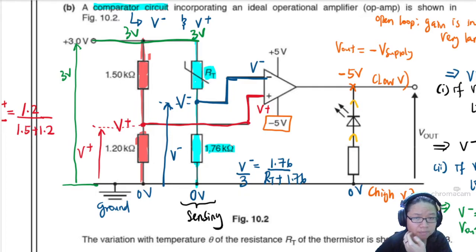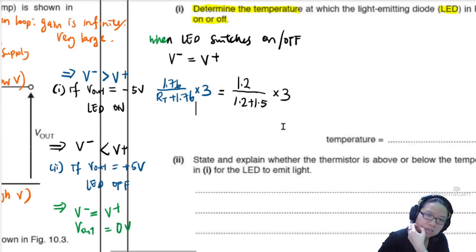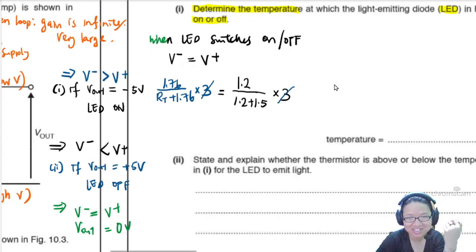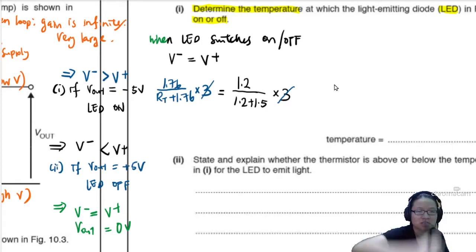I think if I rearrange, I can get V minus. I will copy it over there. V minus will be 1.76 over RT plus 1.76, the whole thing multiplied by 3. So now you can see why I didn't press my calculator to find the non-inverting input V plus, because the 3 and 3 can cancel out, which I like. Cancel culture is not that good, but cancelling stuff in the equation legitimately, that's the best.